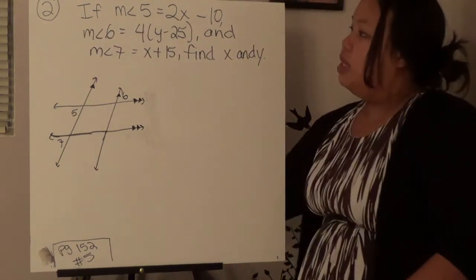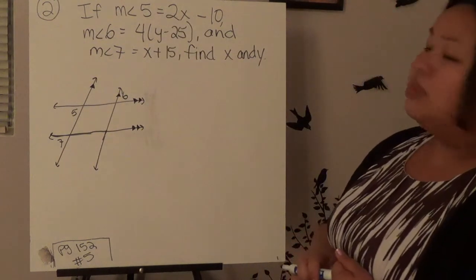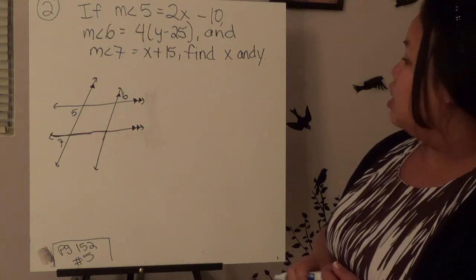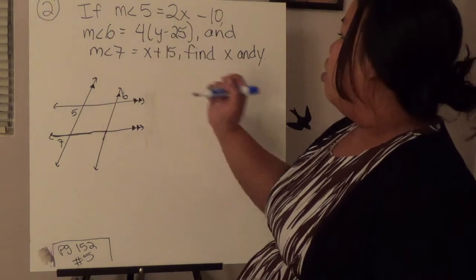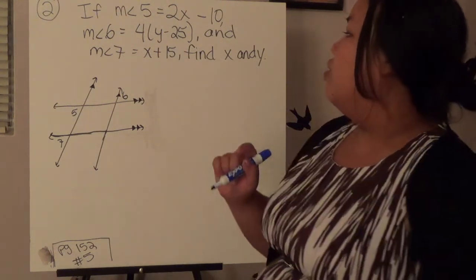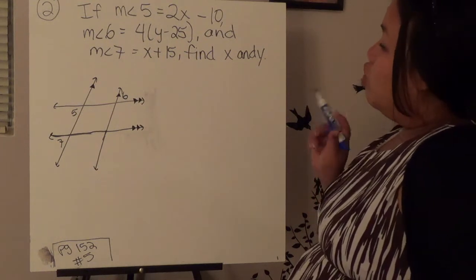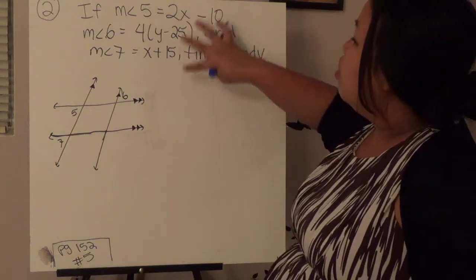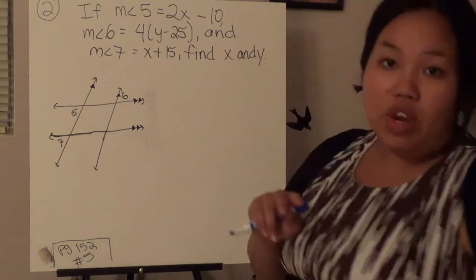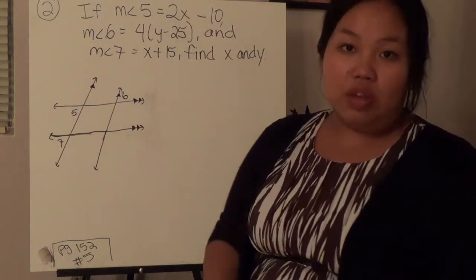So this is telling me that angle 5 equals 2x minus 10. And they tell me angle 6 is 4, parentheses y minus 25, and angle 7 equals x plus 15. So they want us to find x and y. The problem is that we need to make sure that we link the proper ones, because if I link angle 5 and 6, I'll have two different variables. So before we even deal with these numbers, let's just deal with the angles and how they relate.